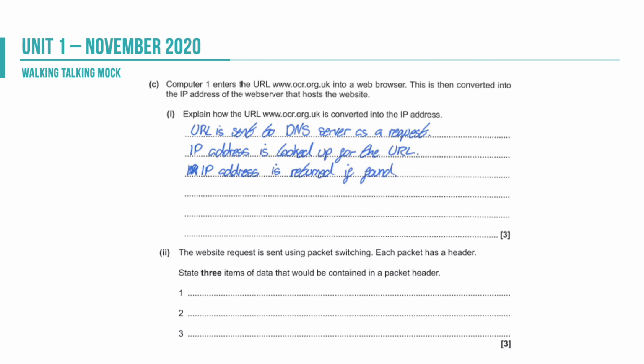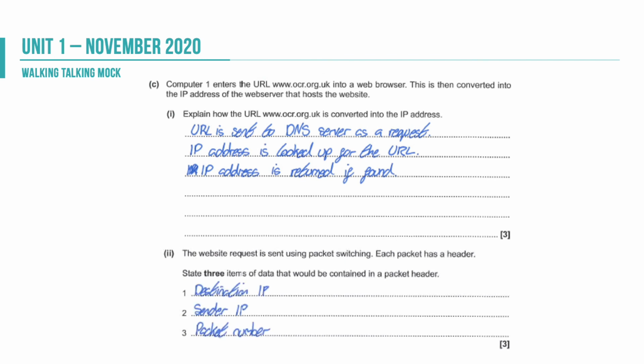Finally, state 3 items of data that would be contained in a packet header. The mistake here is people saying the data. The data is not included as part of the header. That is the data. The header contains the other bits of information that the packet needs to know. We need the destination IP, we need the sender IP, and we need the packet number. Those are the bits of information that are needed to recompile that packet when it arrives at its destination in the right order: where it's coming from, where it's going, and the packet number. The error there would be to put the data as one of those elements.